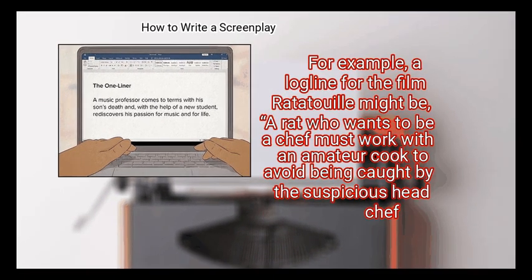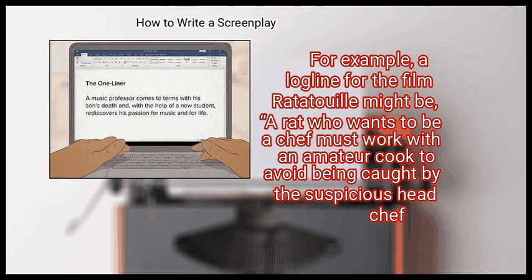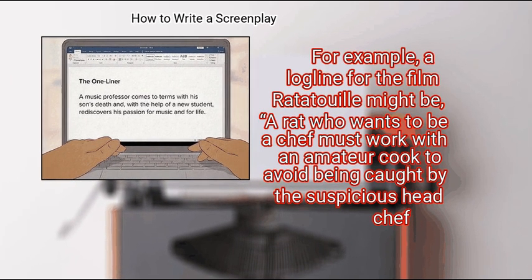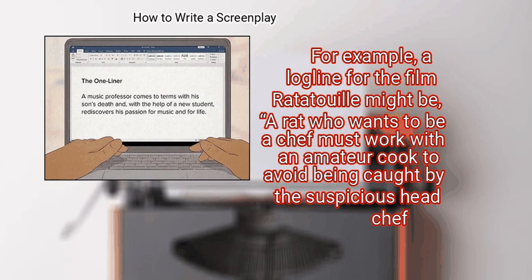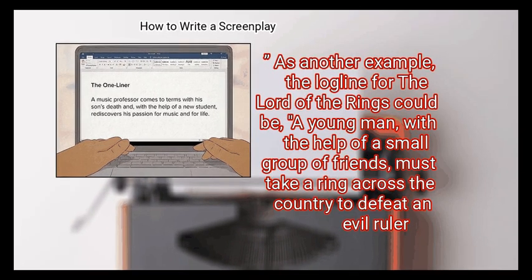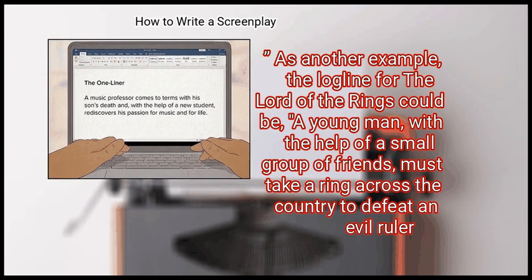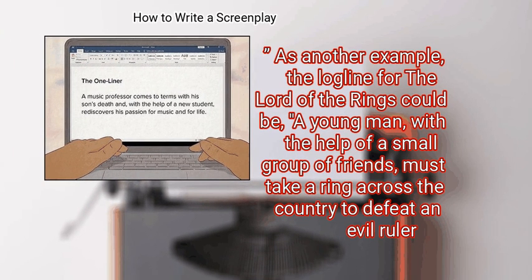For example, a logline for the film Ratatouille might be, a rat who wants to be a chef must work with an amateur cook to avoid being caught by a suspicious head chef. As another example, the logline for The Lord of the Rings could be, a young man, with the help of a small group of friends, must take a ring across the country to defeat an evil ruler.